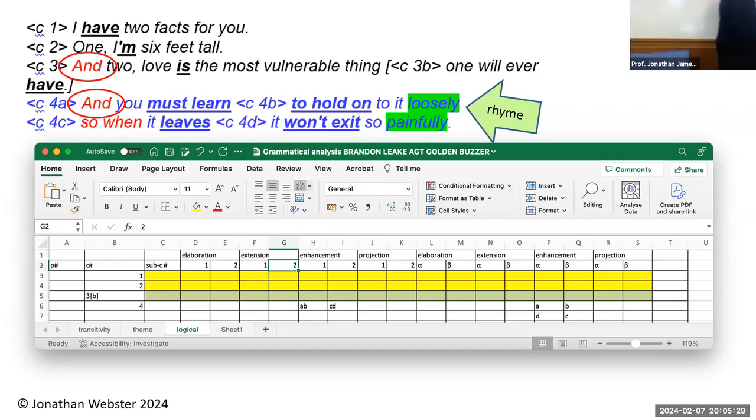But then when we have the when describes the relationship between 4C and 4D. So you'll notice over here, C is, again, it's a kind of enhancement. It's when. What is the main clause? Well, the main clause is D, that is the alpha, and C is the beta. A and B, and you must learn to hold on to it loosely. How? Remember I said enhancement. Think of it in terms of where, when, why, how, all right?